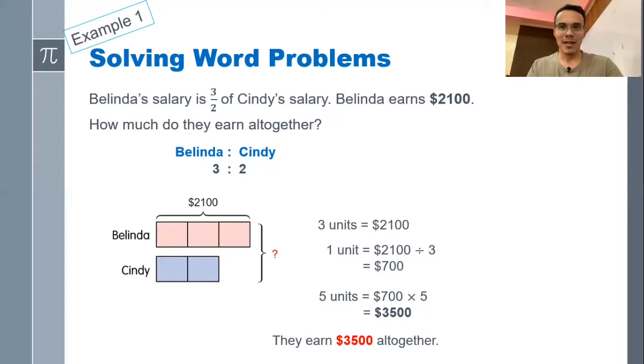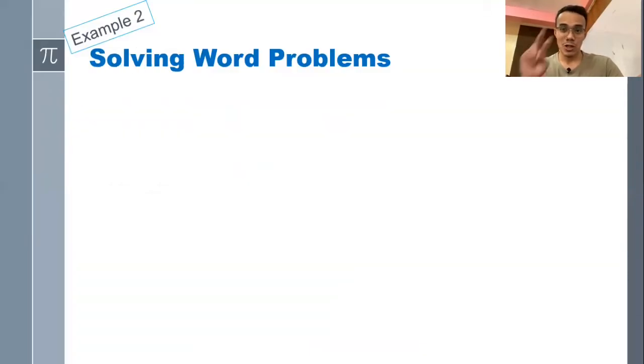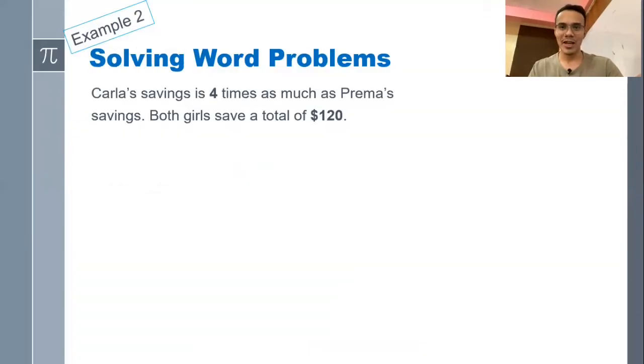Let's have example number 2. And here's the problem. Carla's savings is 4 times as much as Prema's savings. Both girls save a total of $120. Before we proceed to the questions, let's analyze the problem first.